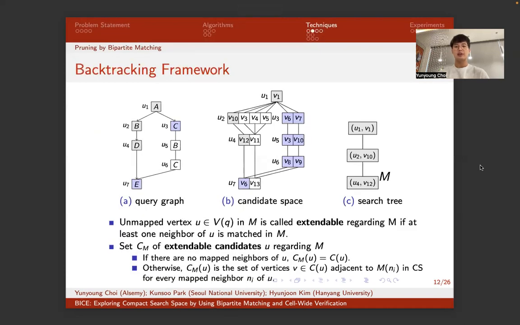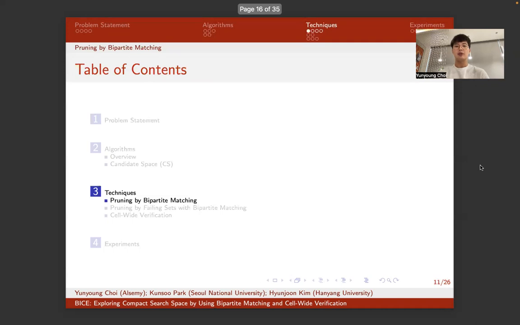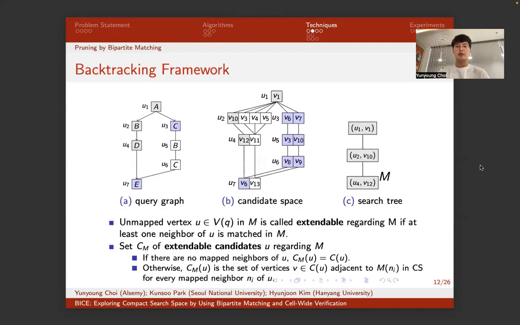Firstly, our initial technique involves pruning by bipartite matching. Our three techniques are applied within the backtracking framework. Therefore, I will now provide a detailed explanation of the backtracking stage. Given a partial embedding M, an unmapped query vertex is referred to as extendable if at least one of its neighbors is already mapped in M.